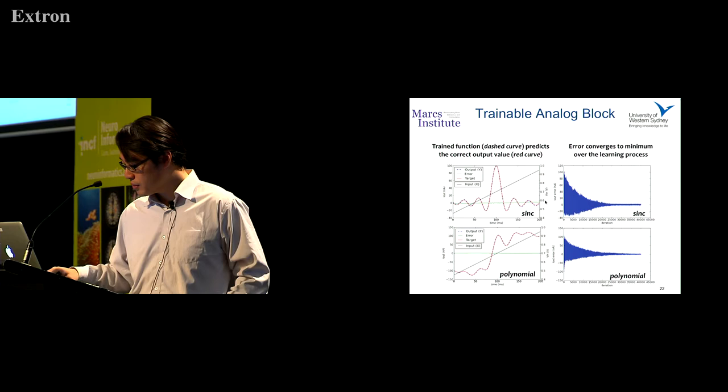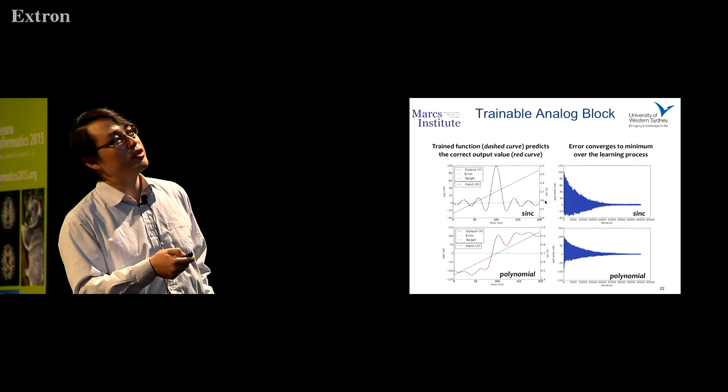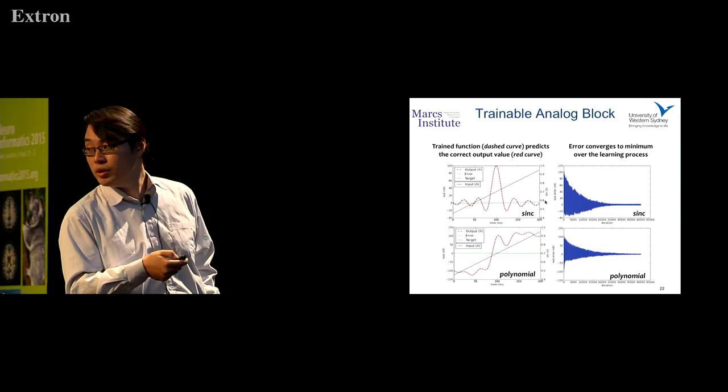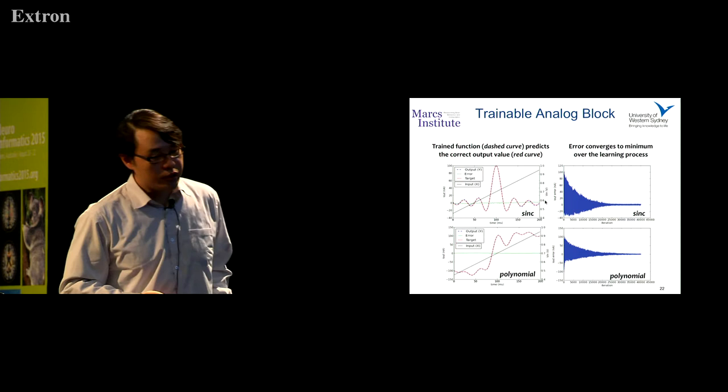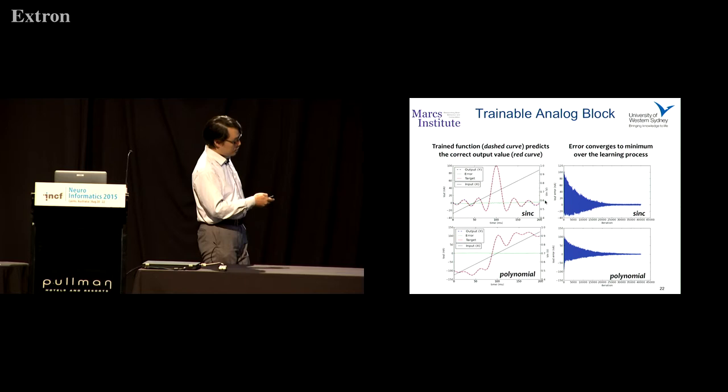Here, the red one is the target function, the sinc function, and the dashed one is our output function. By using the pseudo inverse, we can get the output to match the target value. And this is the online learning we use. Because the pseudo inverse needs a lot of computation power, we developed an online learning algorithm that can use iteration to get the result without using 100 gigabytes of memory.